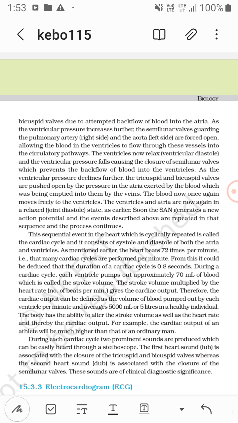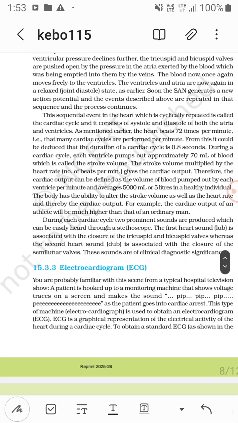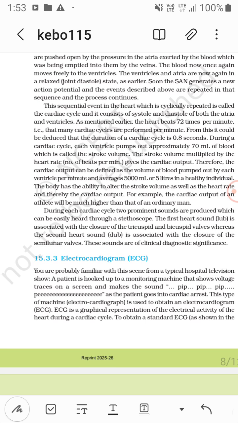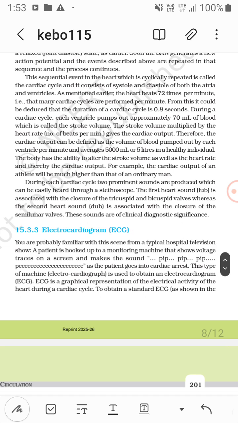There are two heart sounds, lub and dub. All the sound produced is due to the closing, not the opening. The first one, lub, is when the tricuspid and bicuspid, that is mitral valves, get closed, whereas the second heart sound, dub, is associated with the closure of the semilunar valves.